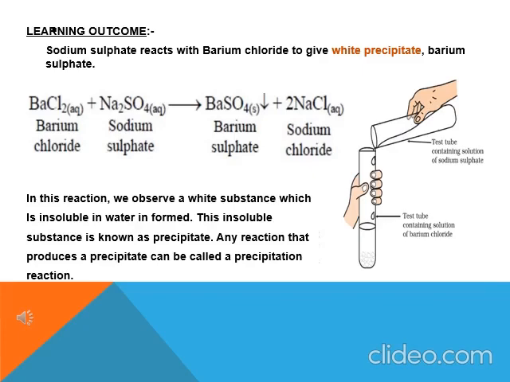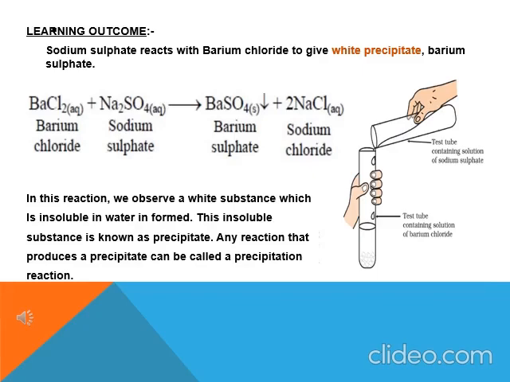Firstly, both the test tubes are transparent. When we mix both the test tubes, the color of the solution changes from transparent to white. So a white precipitate has formed, which is barium sulphate. So this is a double displacement reaction. BaCl2, that is barium chloride, reacts with sodium sulphate. In BaCl2, Ba is the cation and chloride is the anion, and in Na2SO4, Na is the cation and SO4 is the anion.